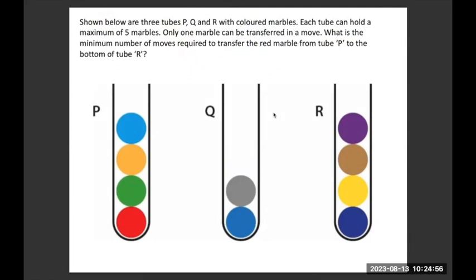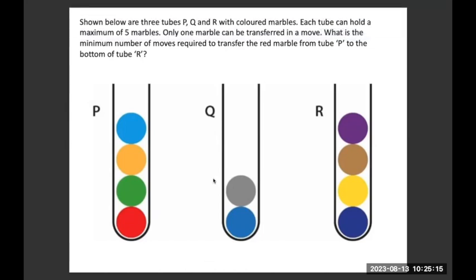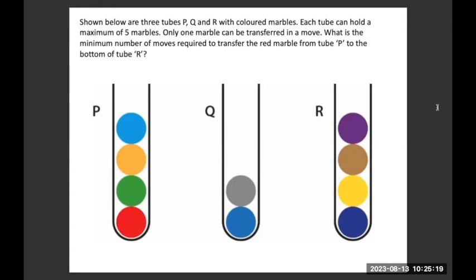Only one marble can be transferred in one move. What is the minimum number of moves you require to transfer the red marble in P into the last test tube, which is R? You have to find the minimum number of moves, not the maximum. Try answering this. We'll get to the solution. Don't worry. Ma'am, please explain once more.